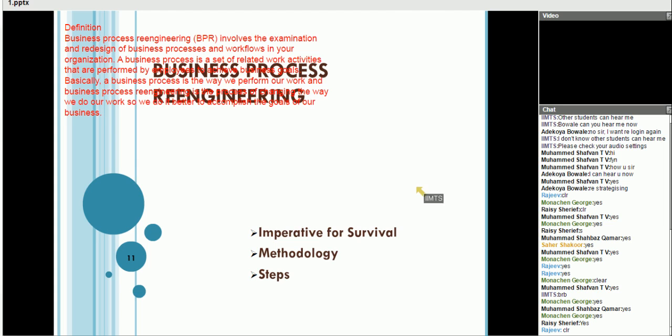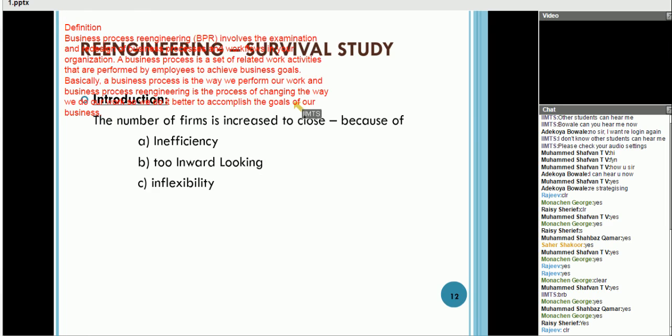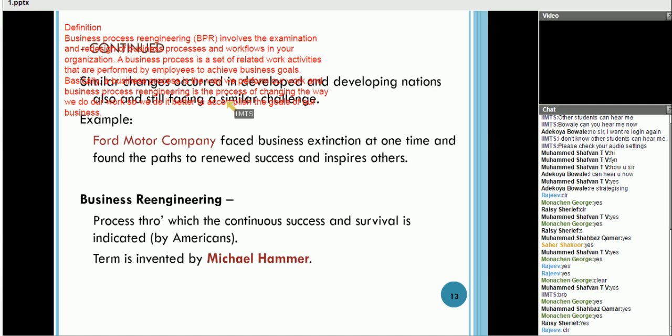Okay. So let's see business process re-engineering. The number of firms closing increased because of inefficiency, inward looking and inflexibility. Similar changes occurred in developed and developing nations also, and they are still facing a similar challenge. For example, Ford Motor Company faced business extinction at one time and found the path to renewed success, and inspires others. Business process re-engineering.